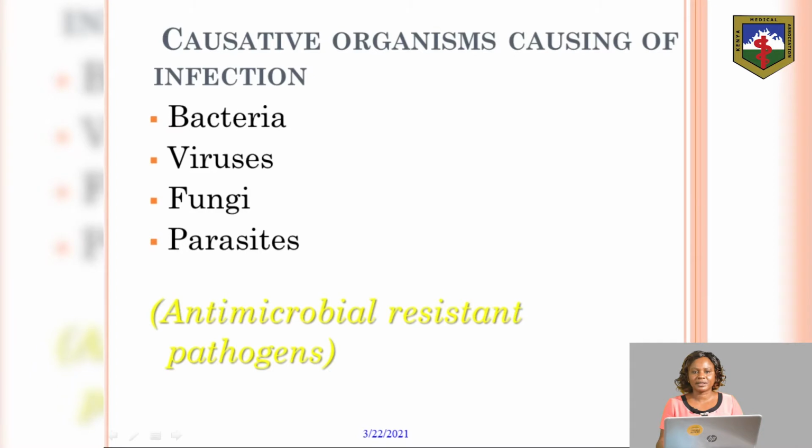What are the causative organisms that cause infection? Because we have to know what causes infection so that you may know how to prevent it. We have bacteria, viruses, fungus, parasites. These are the major ones. So we need to know whether it's a fungus or a bacteria or a virus because the treatment or the elimination for each is different. The way you treat a bacterial infection is not the same way you treat a viral infection.